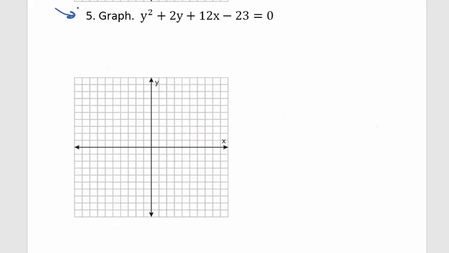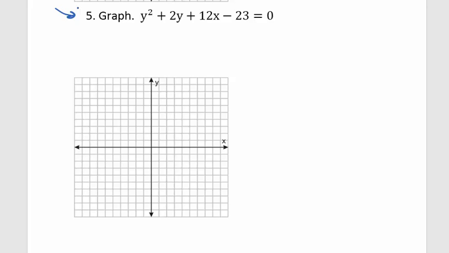Alright, let's take a look at question 5 here. Graph y squared plus 2y plus 12x minus 23 equals 0. So again, this is a situation that we've dealt with both the ellipse and the hyperbola. We've been given just this equation. It's not organized. At this point, we don't know whether this thing would be an ellipse, a hyperbola, or a parabola. Obviously, since we're working with parabolas here, that's what it's going to end up being.